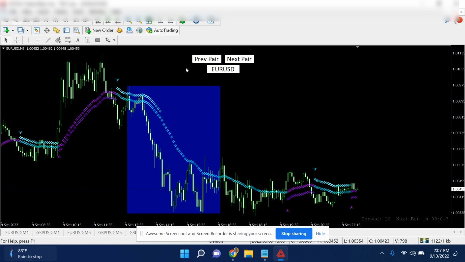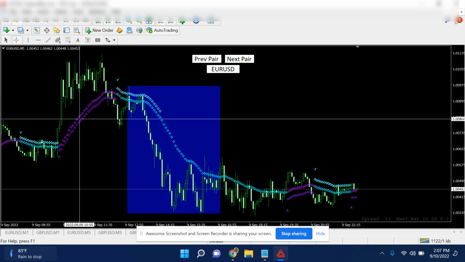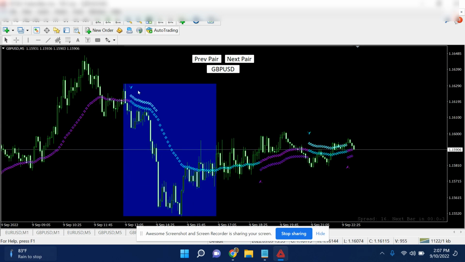Here we go. This is what I took on Friday. I took EU and GU both down. I'll just kind of walk you through. It's super simple to take these trades.